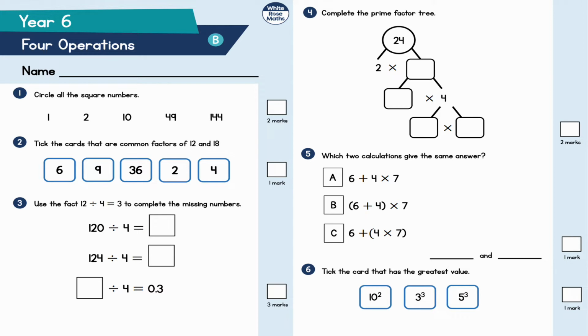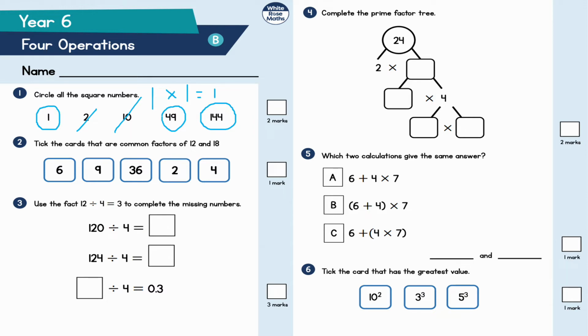Question number 1, circle all the square numbers. Well, a square number is made by multiplying a number by itself once, so what I mean is 1 times 1 equals 1. So the answer is equal to a square number. So 1 is a square number. 2 is not a square number because I can't think of 2 integers, so 2 whole numbers, that multiply to give me 2. 10 is not a square number. 49 is a square number because it's made by doing 7 times 7 or 7 squared. And 144 is equal to 12 times 12 or 12 squared. So 144 is indeed a square number.